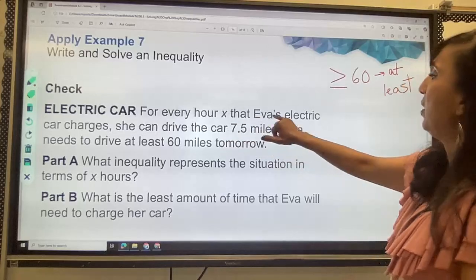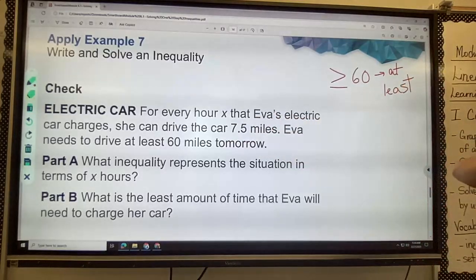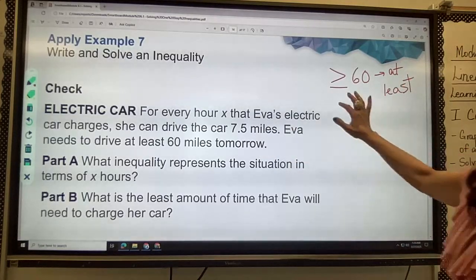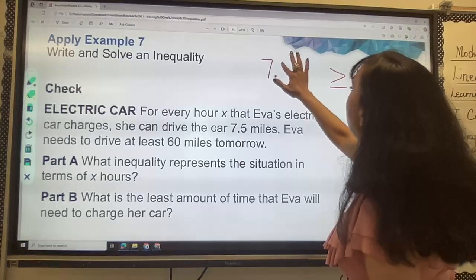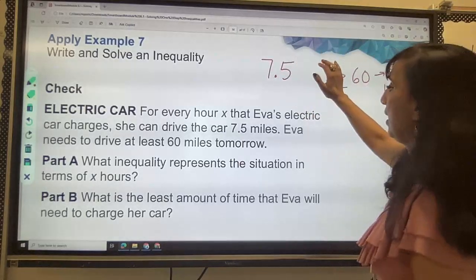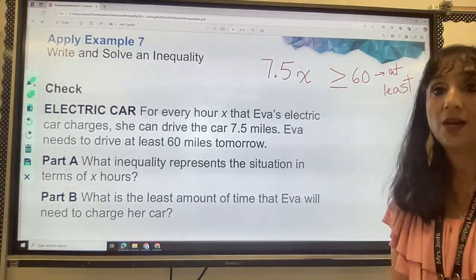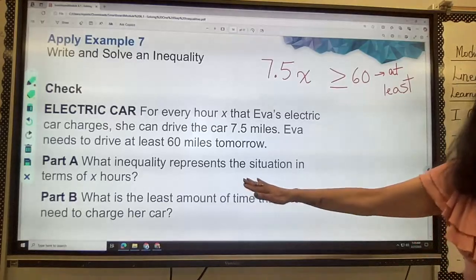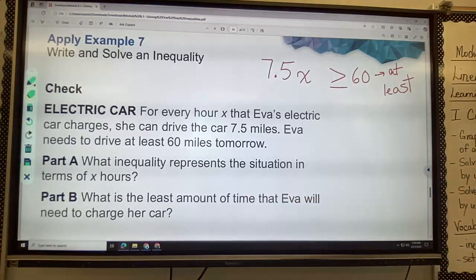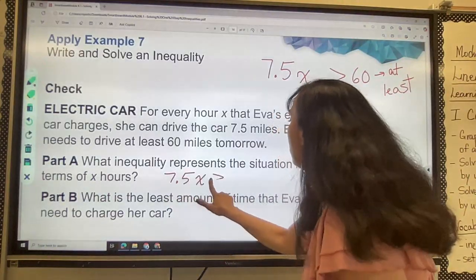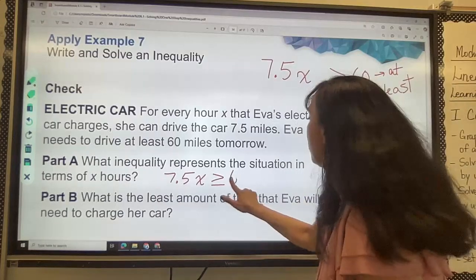for every hour X that Eva's electric car charges, she can drive the car 7 5/10 miles. So 7 5/10 miles, and then how many miles do we have? Times X. So here is my part A. What inequality represents this situation? So this is 7 5/10 X is greater than or equal to 60.